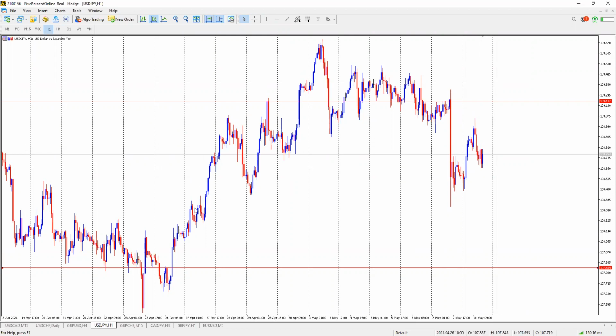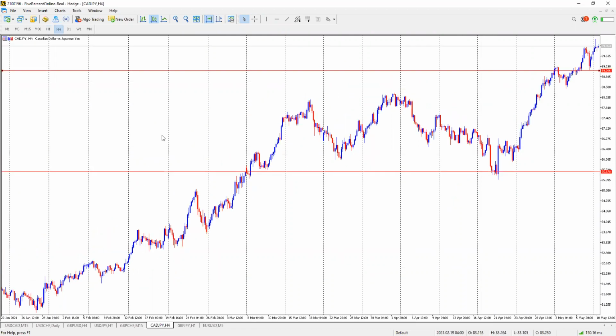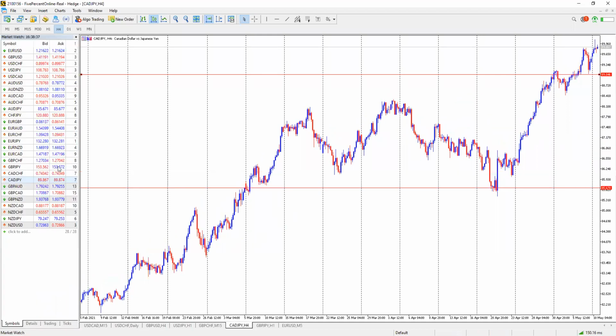And okay, I'll take the AUD against the Kiwi. Maybe we get something different from this pair. And here it is.